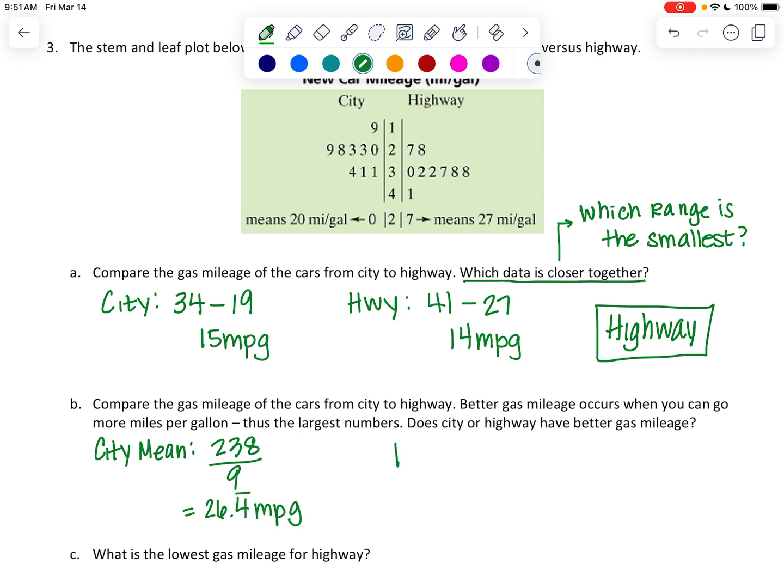Okay, great. Now I'm going to do the same thing for the highway. So for your highway, I'm going to add up all of the miles per gallon, and then I'm going to divide by 9 because there are 9 here. So I'm going to get 303 when I add them all up, divided by 9. And that is going to give me 33.6 miles per gallon. So not per hour, per gallon. There we go. So does the city or the highway have better gas mileage? To no surprise to anybody, it is your highway.